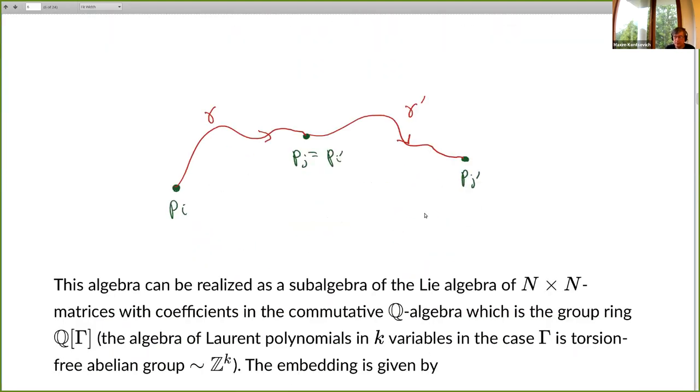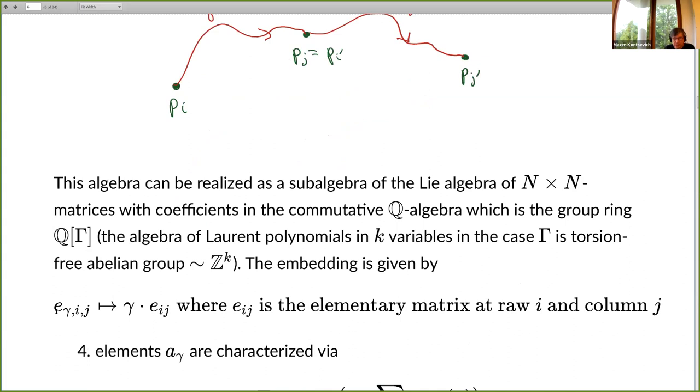And then this algebra can be realized as a subalgebra of matrices with coefficients in a ring. Actually, not formal power series, it will be a Laurent polynomial ring. Namely, you consider the group ring of my lattice gamma. If gamma is torsion free, like Z to the power k, it will be Laurent polynomials in k variables with coefficients in rational numbers. And the embedding is the following. If you take this basis element, you associate an elementary matrix at row i and column j.